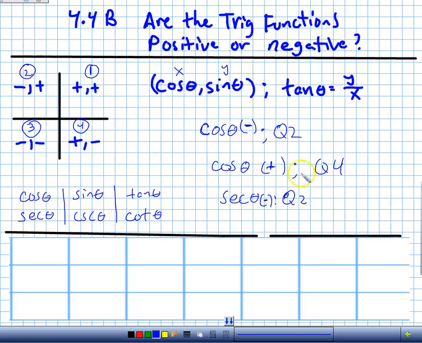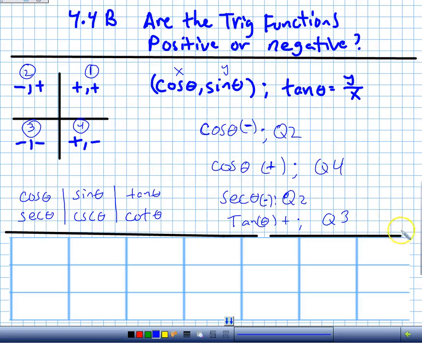Let me do just one more. What if we're looking to tell whether tangent is positive or negative in quadrant number 3? Well, since tangent is equal to y over x, we're going to have negative divided by negative, and that's going to be positive. So tangent is positive in quadrant 3. So it's pretty quick. It's pretty easy to tell the signs of the trig functions.